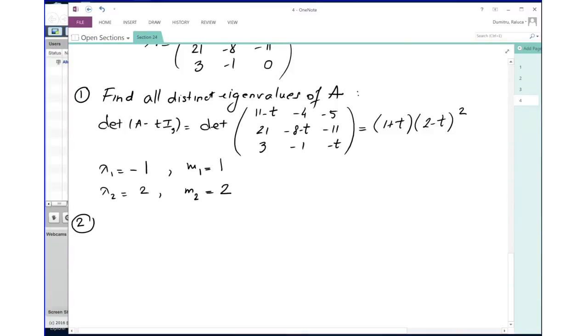Okay. For every eigenvalue, I need to find the generalized eigenspace. And it's always nice to start with the eigenvalues of multiplicity 1. So I'll start with this one.